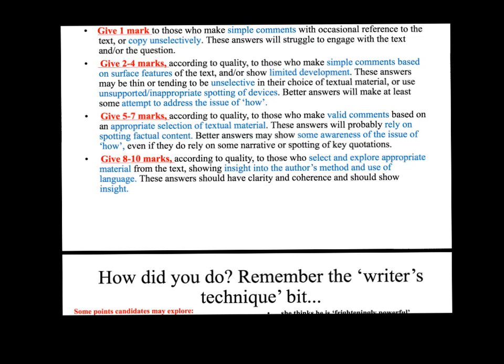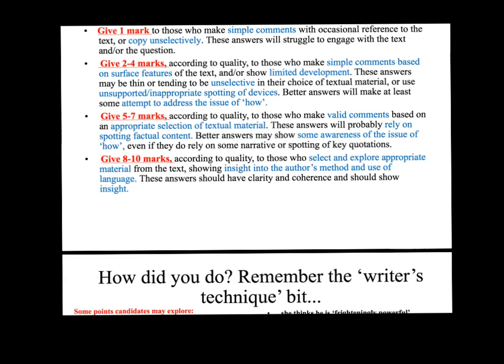If we look at the mark scheme, in order to gain just 1 mark, you would have to make very simple comments where you're copying information selectively. To move into the 2 to 4 marks, which is still below the grade C, you're making simple comments based on the surface features of the text. You may show limited development. Your answers, if you're below the C grade, may be thin or unselective in their textual material, or use unsupported or inappropriate spotting of devices. Better answers, moving more towards the C grade, will attempt to address the issue of how.